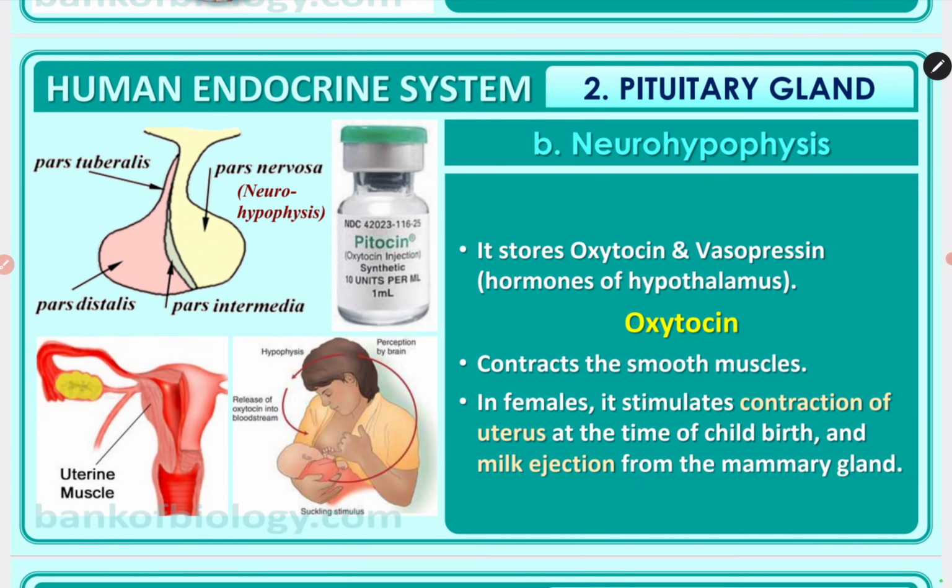Next, neurohypophysis or pars nervosa. It stores oxytocin and vasopressin, hormones of the hypothalamus. They are secreted from the hypothalamus and stored in the neurohypophysis. Oxytocin contracts the smooth muscles. In females, it stimulates the contraction of the uterus at the time of childbirth. The uterine muscles become contracted so that the child can easily come out. And milk ejection from the mammary glands.